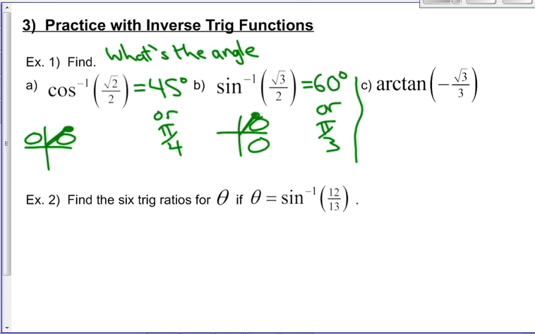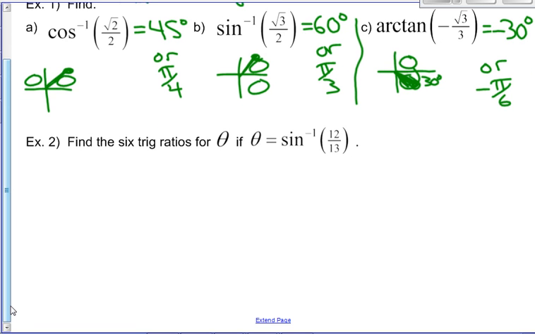All right, arctan of negative root 3 over 3. So we're talking about tangent here. Has to be in one of these two quadrants. And it's negative, so it must be here. Okay, and we're talking about a reference angle, if it's root 3 over 3, of 30 degrees. So we call this angle negative 30 degrees, or negative pi over 6. Those are the basics of going ahead and finding the corresponding angle.